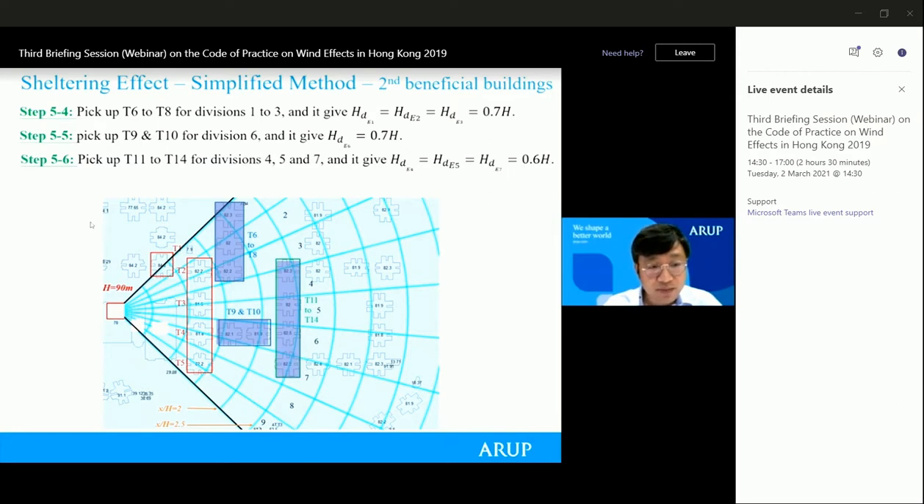Further, we pick up Tower 11 to 14, shaded in the green box. That covers divisions 4, 5, and 7. The displacement height is about 0.6. And finally, conservatively, we consider divisions 8 and 9. There is no further obstructing building after the first beneficial building is removed, so we take the displacement height as 0.